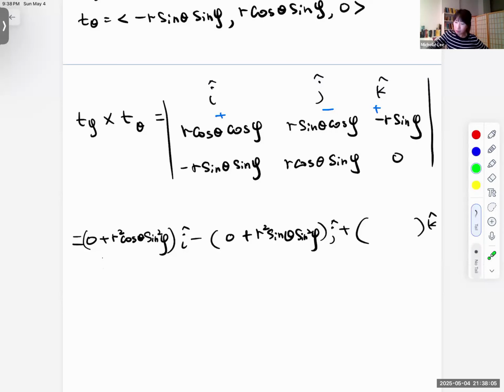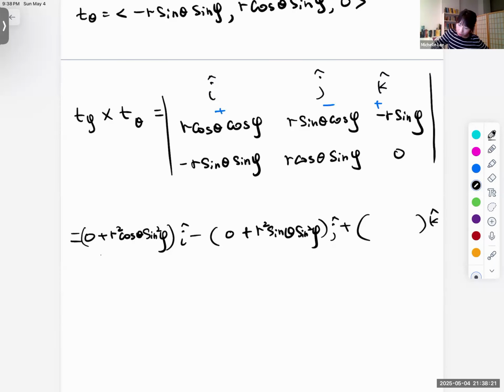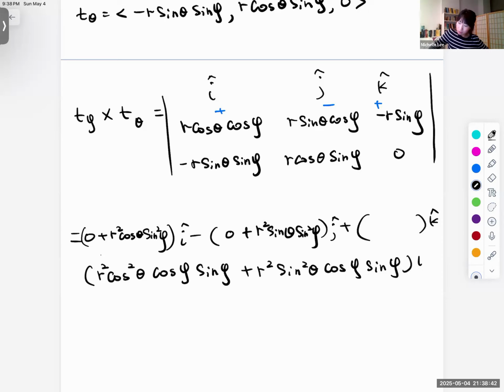Okay, third one, we're using this one. That will be r squared cosine squared theta cosine phi sine phi. That will be long, so I'm going to write it down: r squared cosine squared theta cosine phi sine phi, plus r squared sine squared theta cosine phi sine phi. That's the k term.